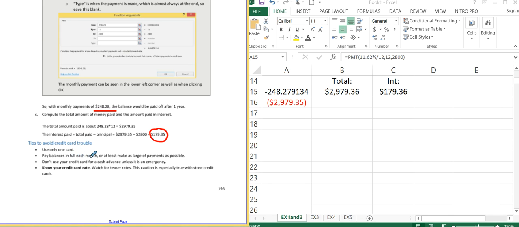Do your best to pay off those balances in full each month, and keep in mind these really are loans and they are charging you for it. If you can't get it paid off in full, we all have things that come up, just try to make as large of payments as possible and try not to continue to run that up. Don't use it for cash advances. A lot of times the rates on that are high, so unless it's an emergency, know your credit card rate. We're going to look at what we call teaser rates that often happen, especially with store credit cards.